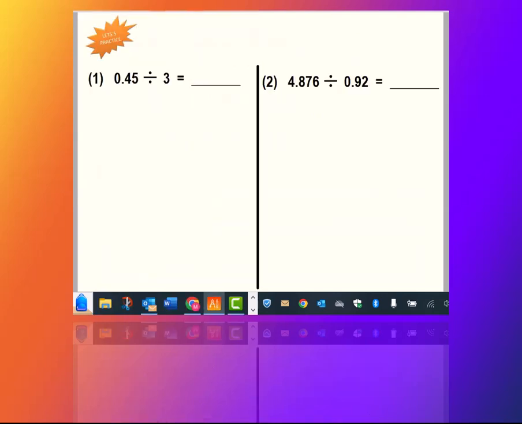Okay, let's actually do some problems. So here we go. Our first one, look at your divisor. It's already a whole number, so we don't need to move any decimal points. The divisor goes on the outside. Our dividend, the first number, goes on the inside. We're not moving the decimal point because our divisor was already a whole number, so we just bring it straight up to the quotient line, nice and big.